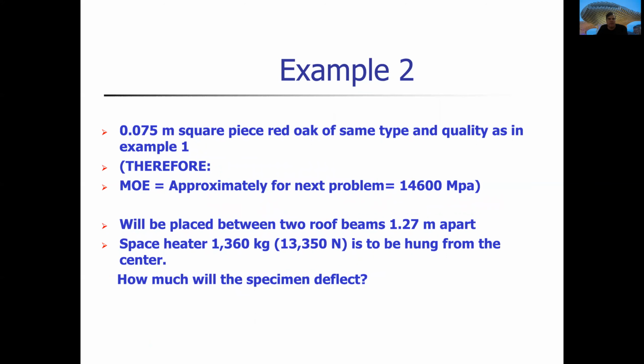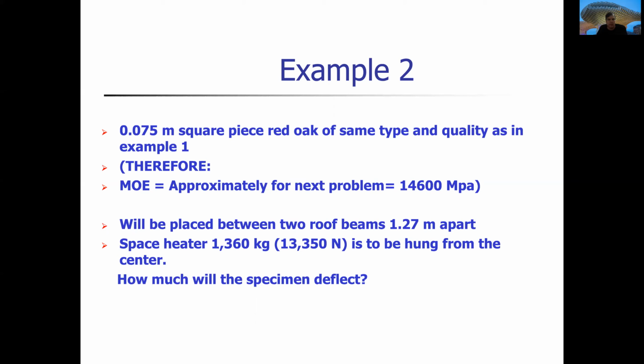The next problem is very similar, but we want to know how much this piece of wood deflects. Well, we have the same piece of red oak, that is a 0.075 square piece, with the same quality as before. The MOE will be 14,600, an approximation of what we got. This is a number that we will receive in the test.